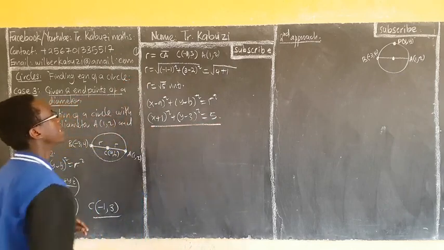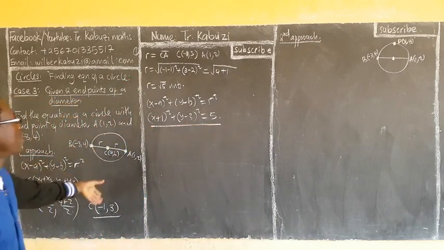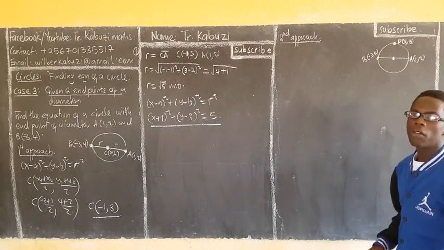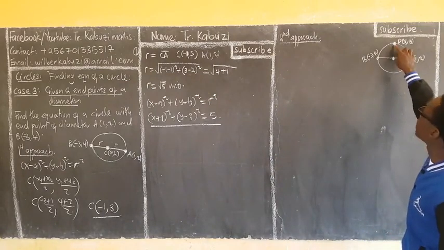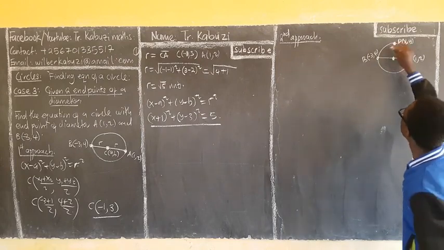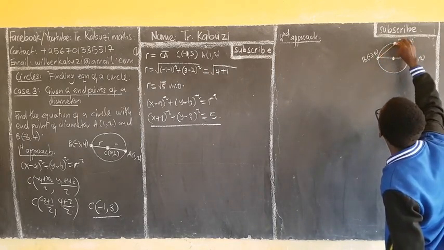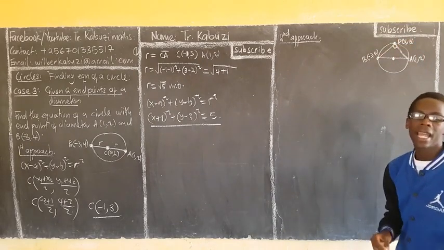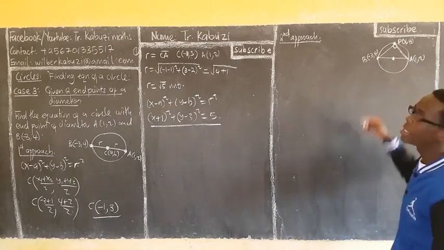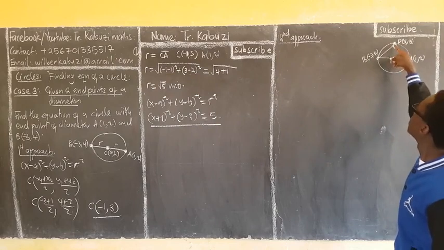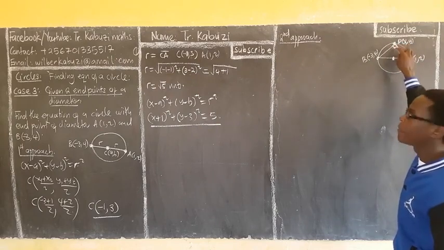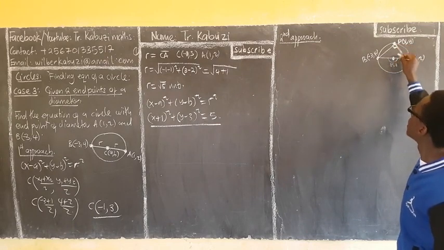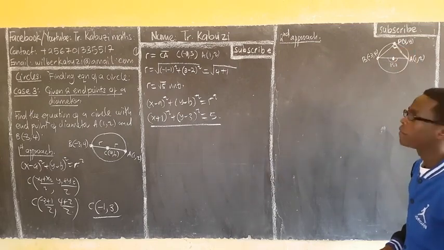Members, in the second approach, we are going to use some properties of circles. If you consider a point P on the circumference, joined to A and B, we say this angle is 90 degrees using properties of the circle: the angle at the circumference is always half the angle at the center. The angle at the center is 180 degrees, so this one is going to be 90 degrees.